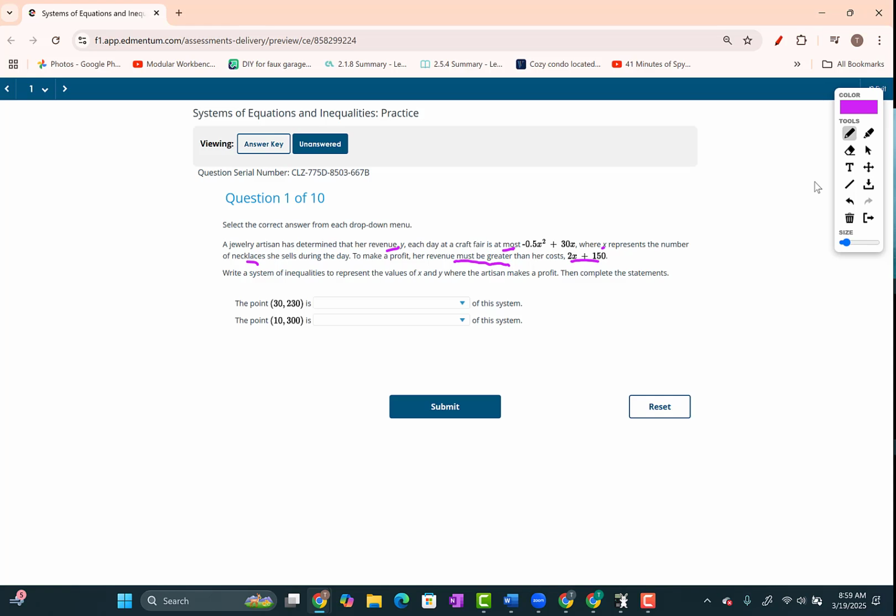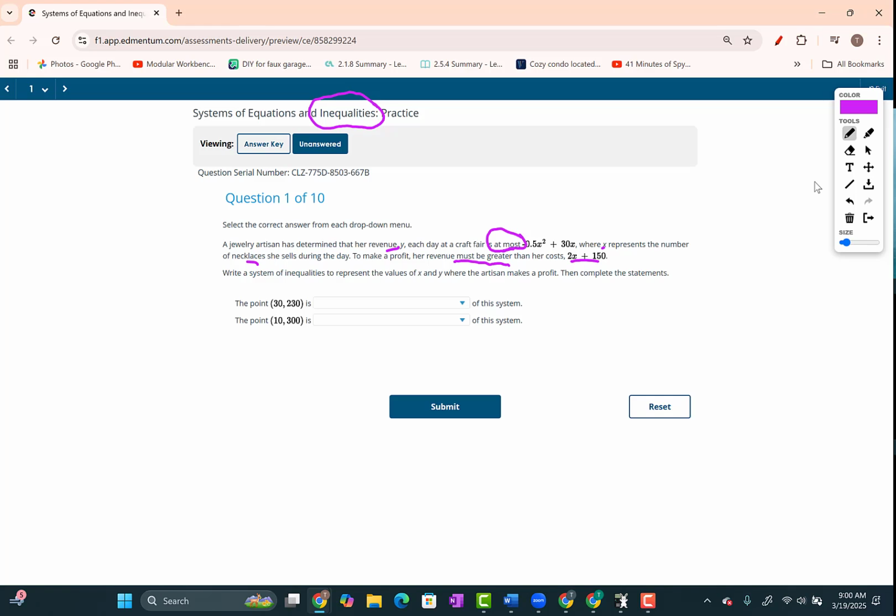So this section is a system of equations and inequalities. So I know I'm going to have to set up one of them. And I know it's an inequality because of these words here: at most. At most doesn't mean equal to. It means if you make at most $100 in a day, that means you've made $100 or less.